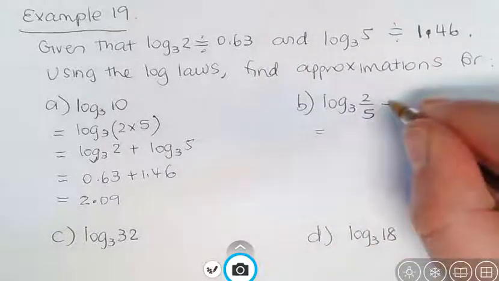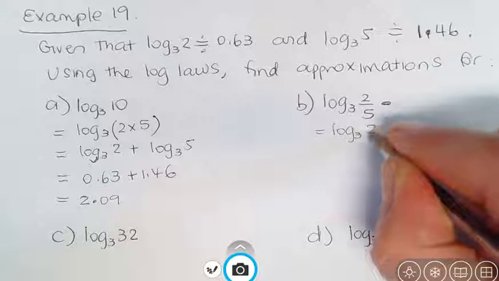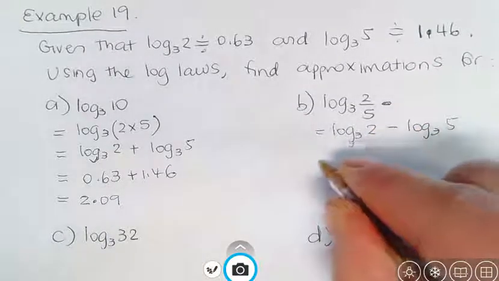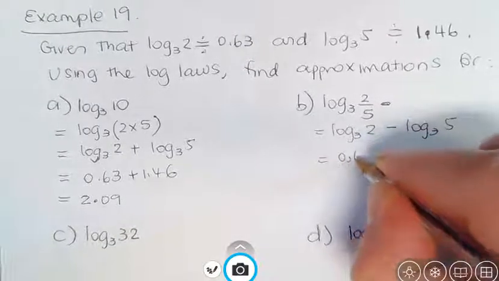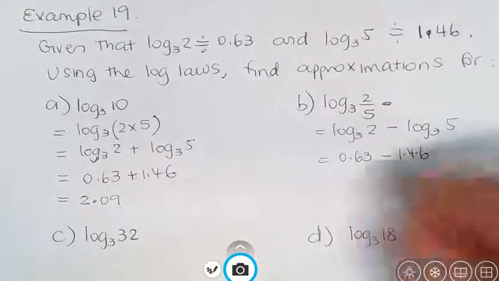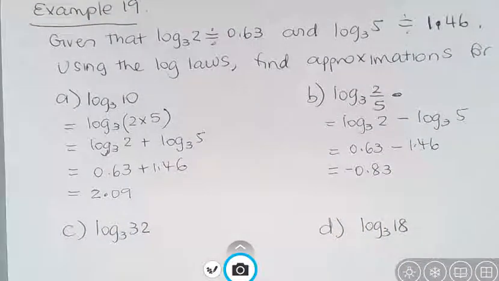Okay, now the next one, log to the base 3 of 2/5. So using the division rule here, that's log to the base 3 of 2 minus log to the base 3 of 5. We know that log to the base 3 of 2 is 0.63 and log to the base 3 of 5 is 1.46. So subtracting those, we get negative 0.83.